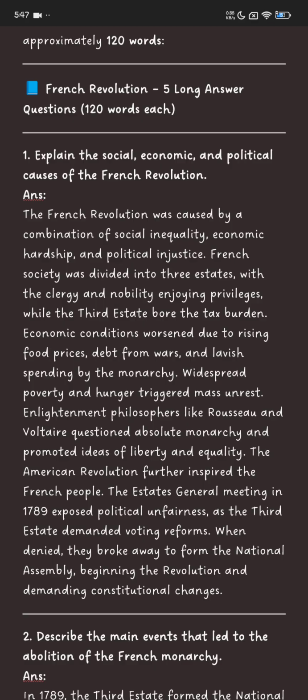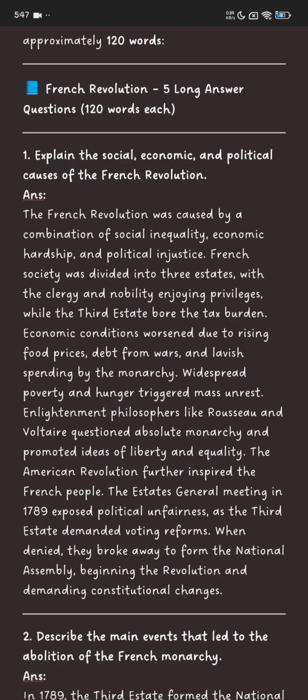Enlightenment philosophers like Rousseau and Voltaire questioned absolute monarchy and promoted ideas of liberty and equality. The American Revolution further inspired the French people. The States General meeting in 1789 exposed political unfairness.